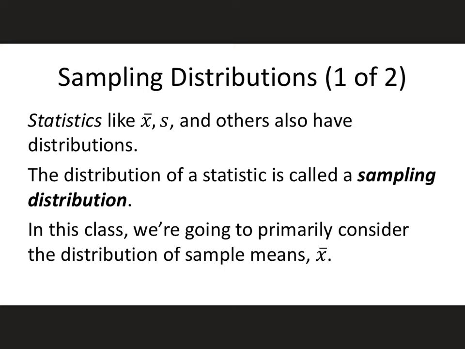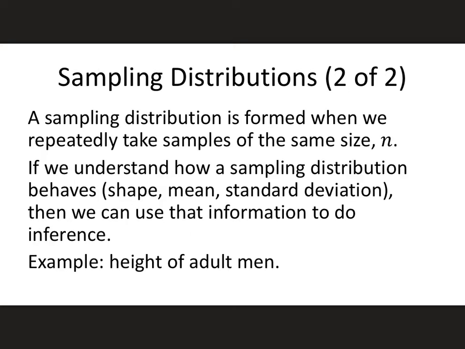Statistics like x bar, s, and others also have distributions. The distribution of a statistic is called a sampling distribution. In this class, we will be primarily considering the distribution of sample means, or x bars. A sampling distribution is formed when we repeatedly take samples of the same size. So we're taking samples over and over of the same n. If we understand how a sampling distribution behaves, looking at the shape, the mean, the standard deviation, then we can use that information to do inference. For example, the height of adult men.